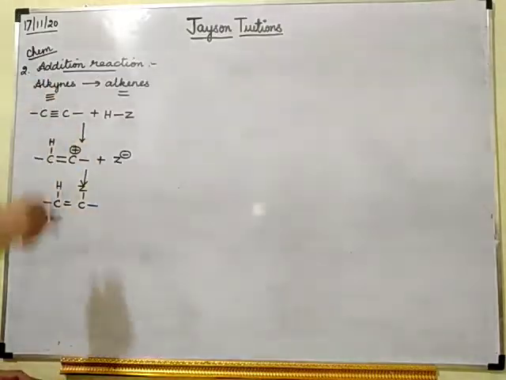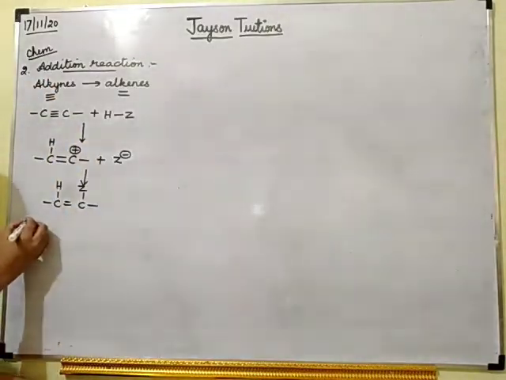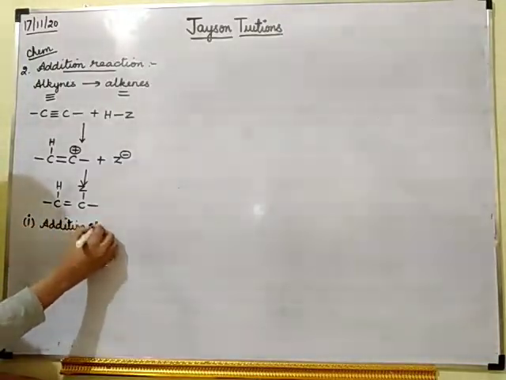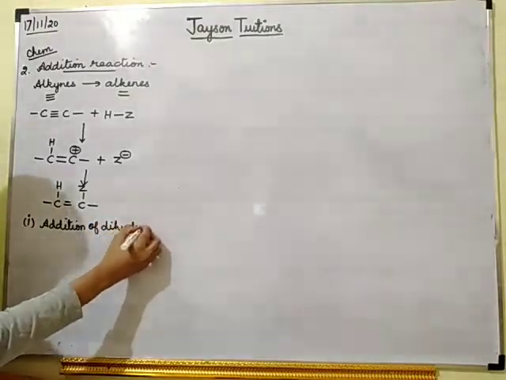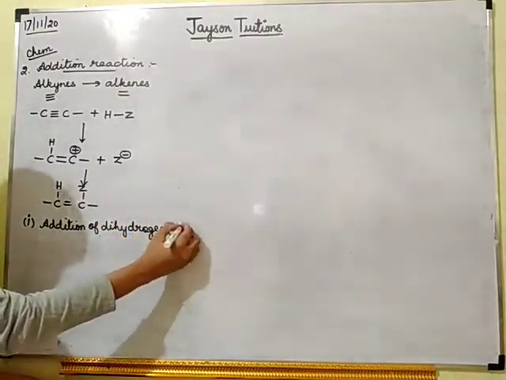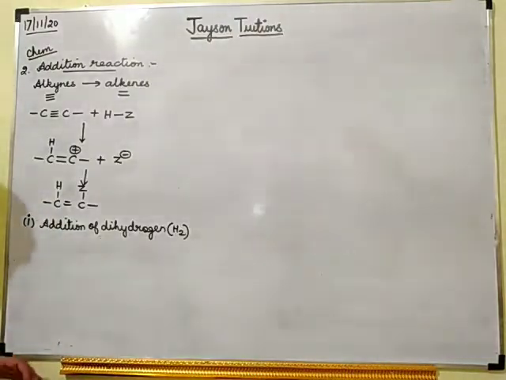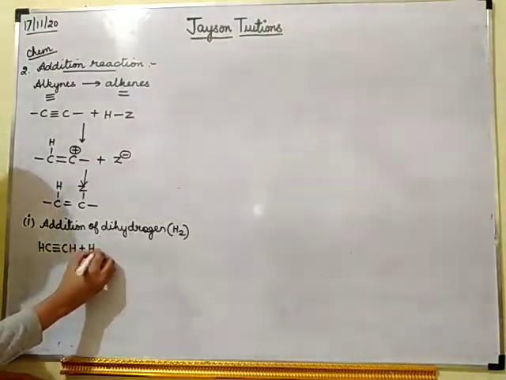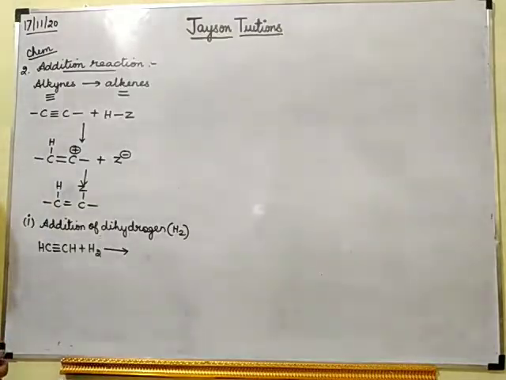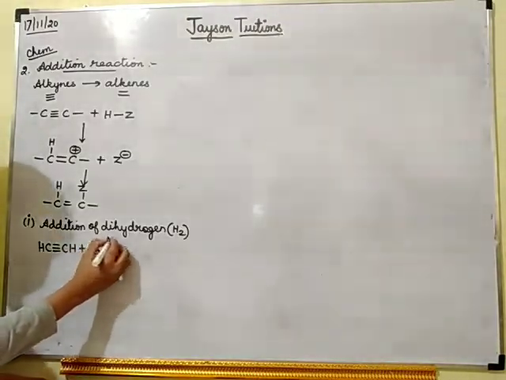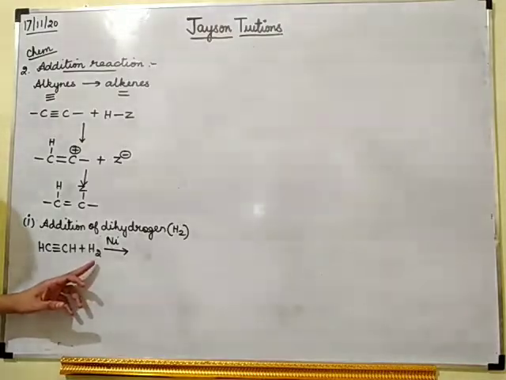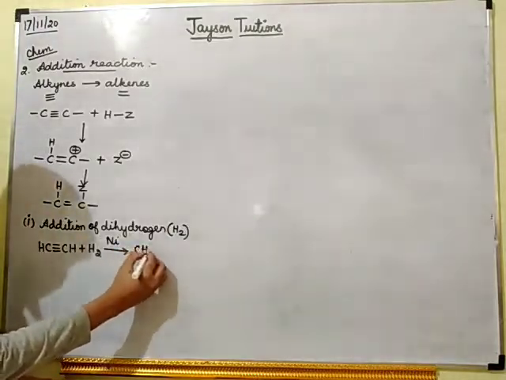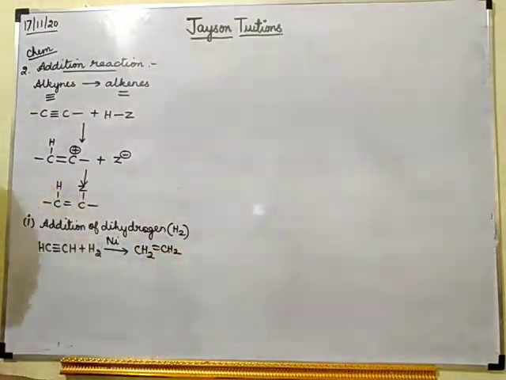In this addition reaction, there are many types of addition reaction. The first addition reaction is addition of dihydrogen. Dihydrogen means what? Addition of H2, hydrogen. Okay, so when you add hydrogen to a triple bonded compound, this already you have studied in your 10th standard. What is the catalyst? Nickel catalyst. What will happen? One hydrogen will be added this side and another hydrogen will be added this side. So you will get CH2 double bond CH2.